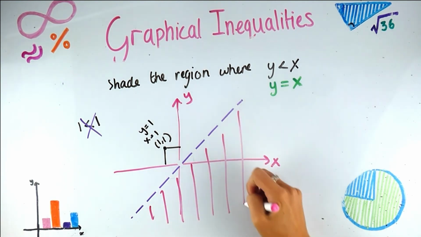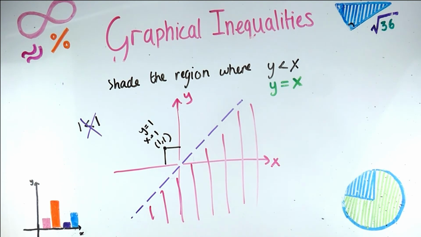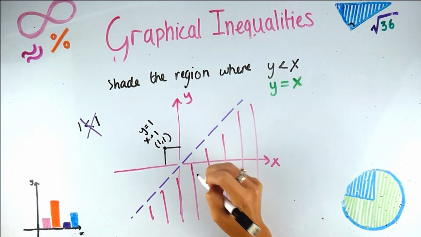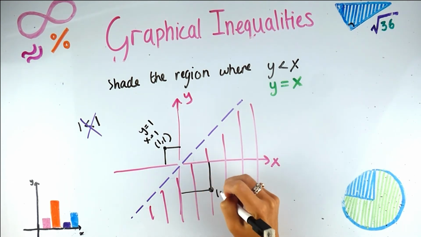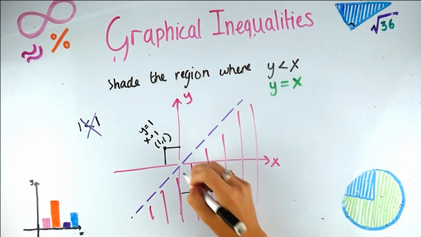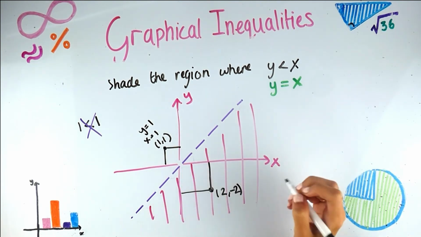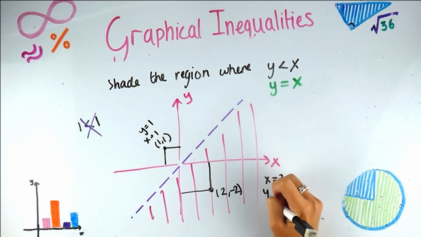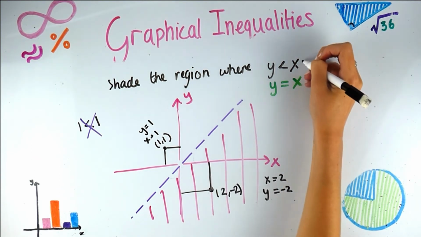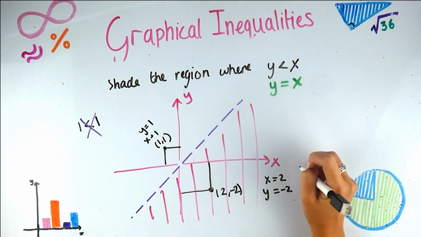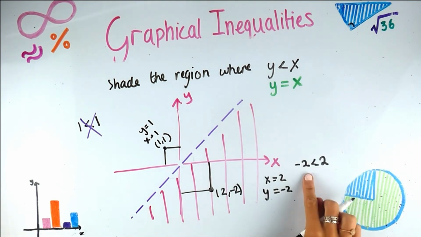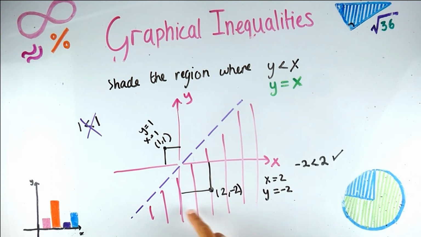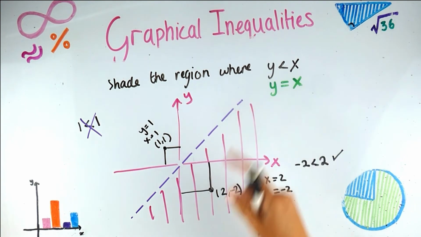So you pick a number. Just to check, because I might want to do it a bit more than just once, I'm going to pick maybe this point here. I'm going to say that is along 2 and down minus 2. So I'm saying here that x equals 2 and y equals minus 2. If I put that back into my inequality, I have y, minus 2, less than x, which is 2. And yes, that works, so I can confirm I've shaded the correct region, and also do a dotted line because it's not "or equal to".